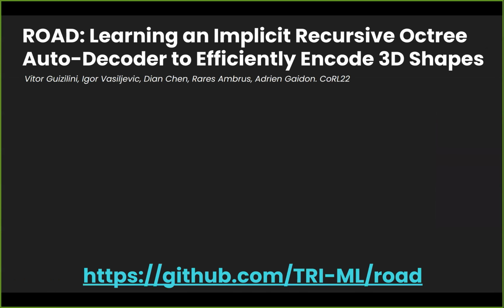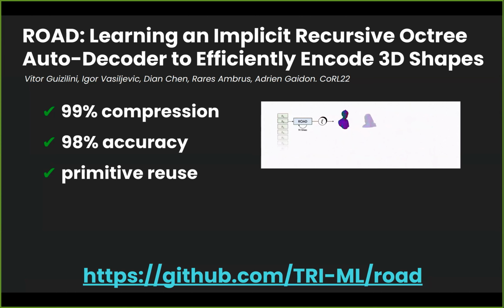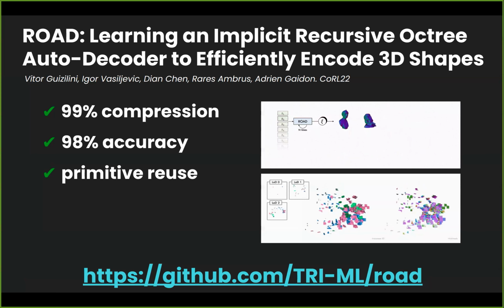So some of the nice properties of ROAD is we managed to achieve 99% compression compared to the input shapes. And at the same time, we also managed to achieve very high reconstruction accuracy, and this is thanks to the fact that the network is recursive and is designed to be efficient in its implementation and reuse geometric primitives. So what we show in this GIF is iterating through a bunch of these shapes. Each one starts as a latent vector, and then we keep recursively expanding the octree, and we finally get to the shape that's decoded.